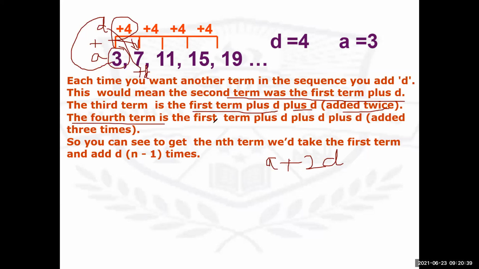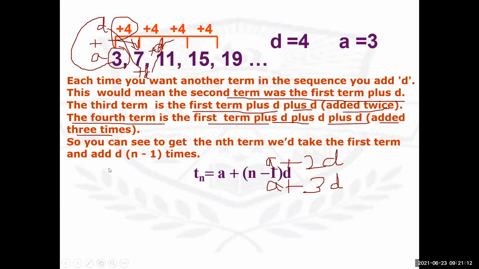For the fourth term, it is the first term plus D plus D plus D, which is added three times. You added D two times to get here, and again you add D to get the next term. So your fourth term is A plus 3D. So to get the nth term, we take the first term and add D, n minus 1 times. So this formula is A plus (n minus 1) into D.